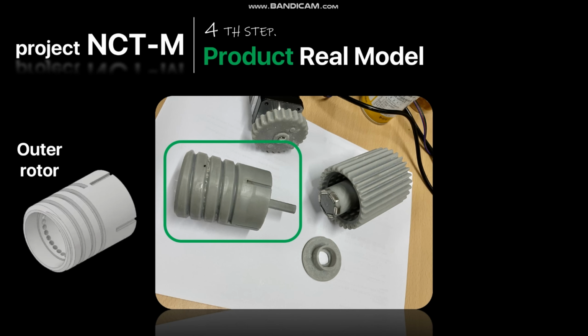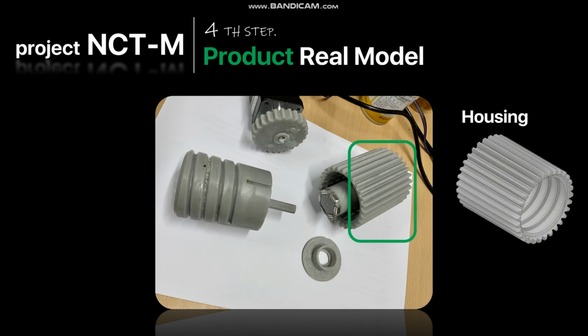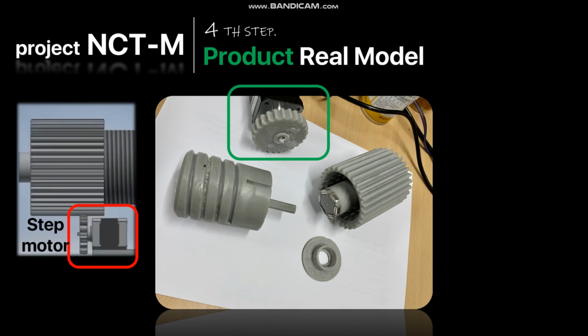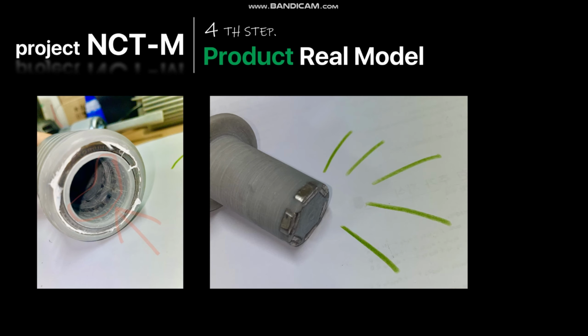This is the outer rotor. You can check out the thread on the outside. This is the housing. You can also check out the teeth on the outside. And this is the inner rotor. And this is the step motor to perform linear movement. Let's see each part more closely.